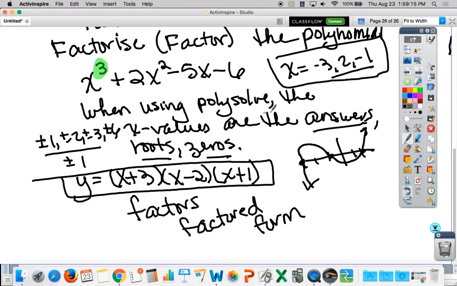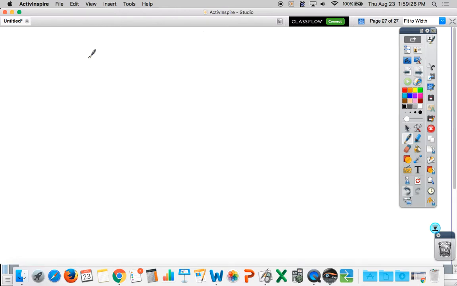So what happens when you polysolve and you don't get the number of roots you need? Write this one down. I'm going to make sure it works first. Wait just a second before you write it down. Okay, that one's fine.